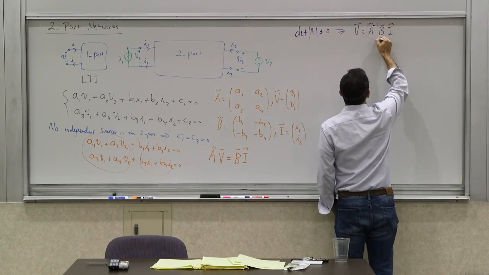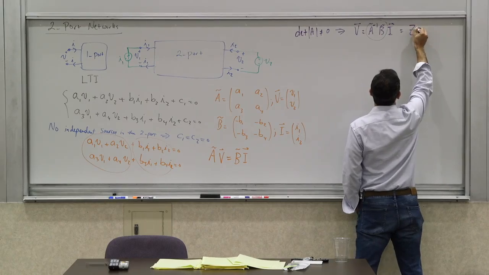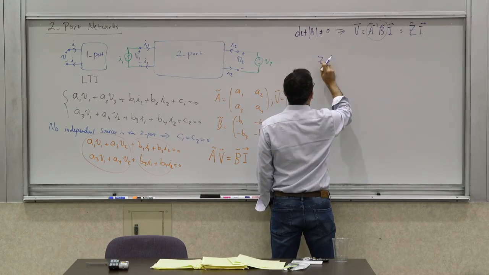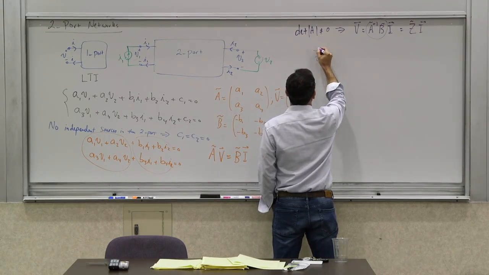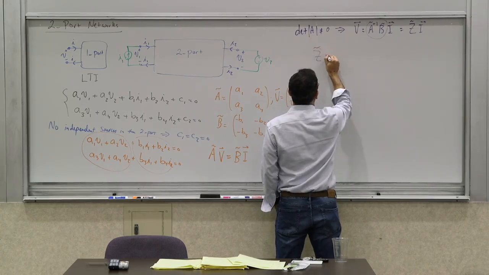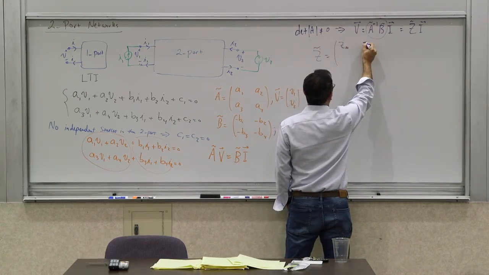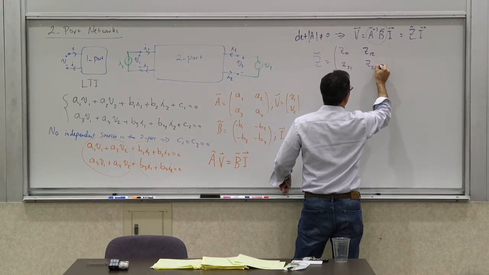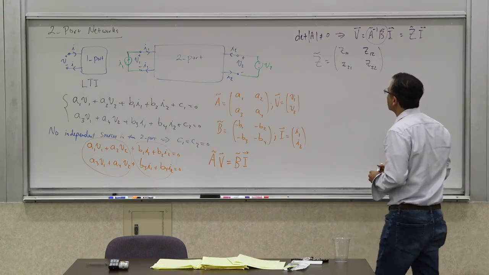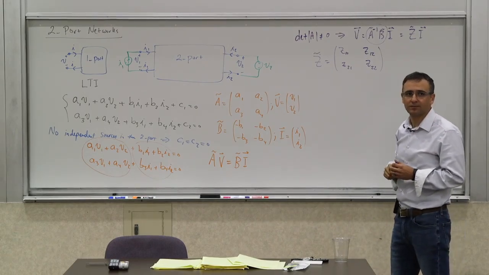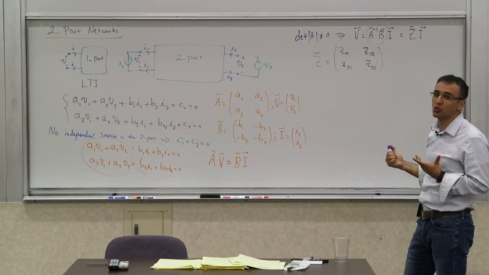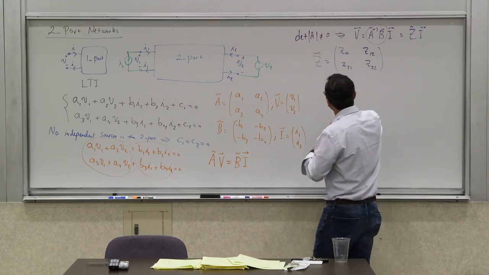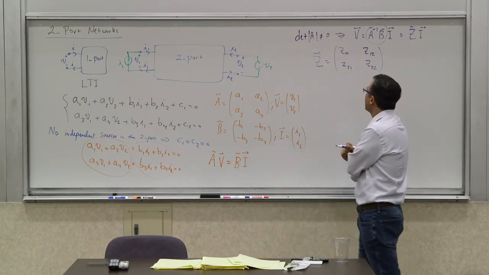Now, we can combine these two, look at the combined matrix, and we call it the Z matrix, where the matrix Z has 4 components. Matrix Z is Z11, Z12, Z21, and Z22. And this describes this 2-port network completely, as long as it's an LTI and it has no independent sources inside.